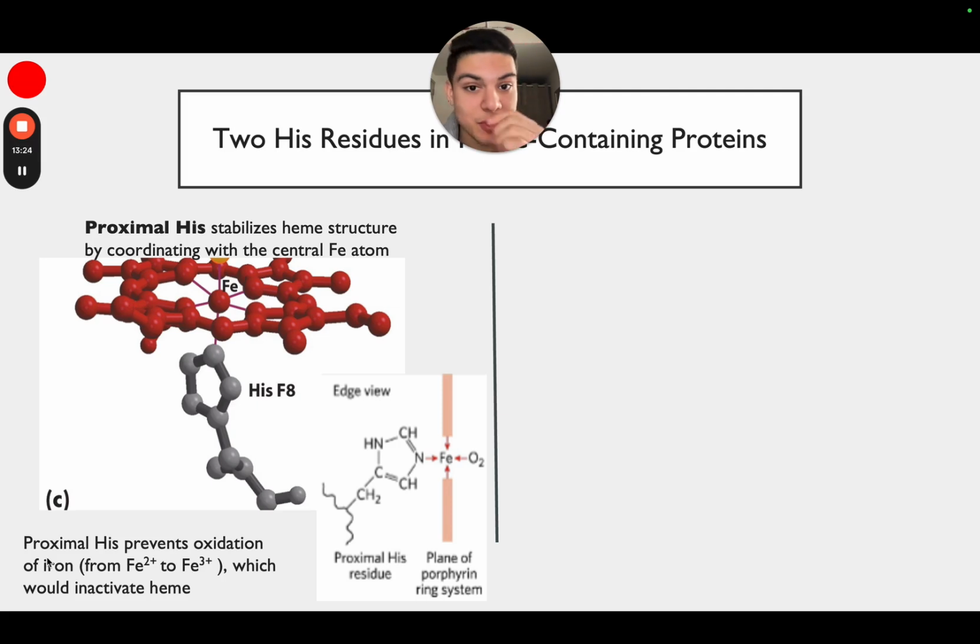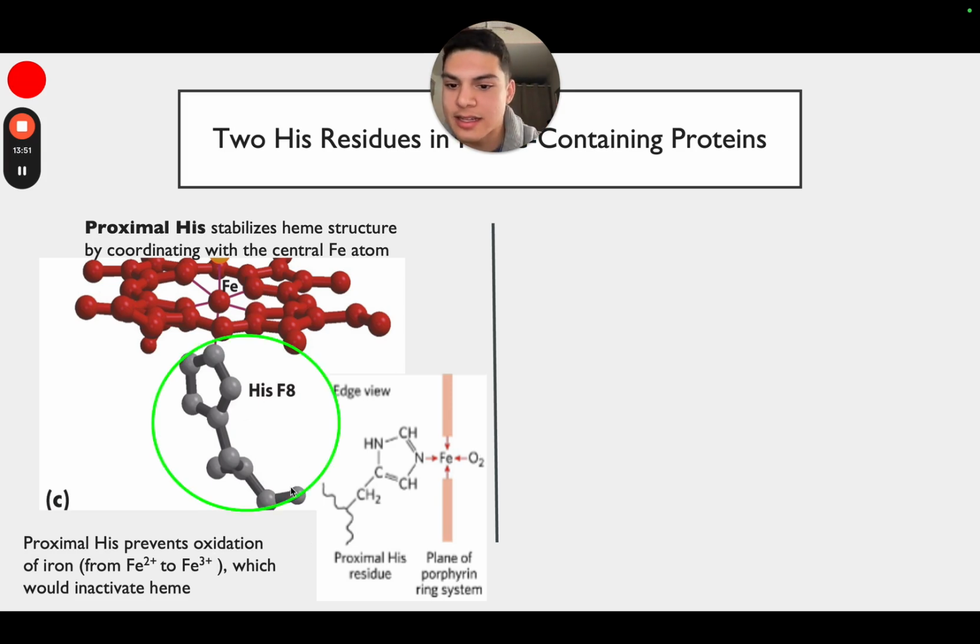And again, this is the most important thing that I recommend that you memorize: the proximal histidine prevents oxidation of iron from Fe2+ to Fe3+, which would inactivate the heme. If the heme was essentially a +3 charge, it wouldn't work properly. We need it to be +2 so it can grab the lone pairs from the oxygen as well to coordinate with that. If it was +3, it would be too many, and oxygen wouldn't be able to bind as tightly as it would in the +2 state. So that's something to keep in mind.